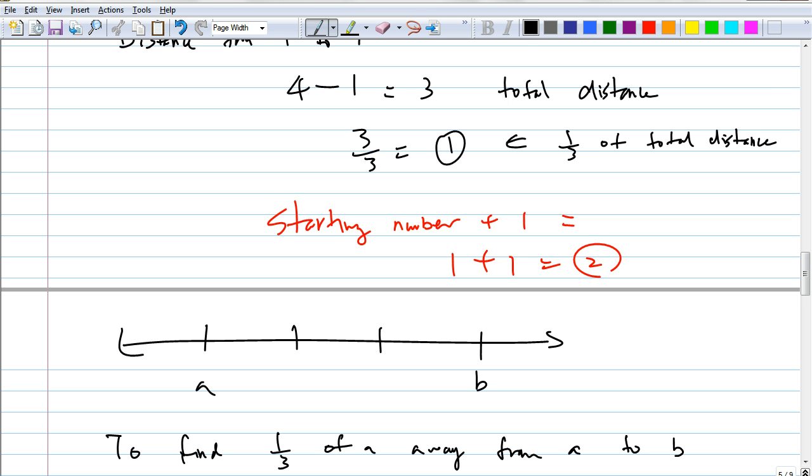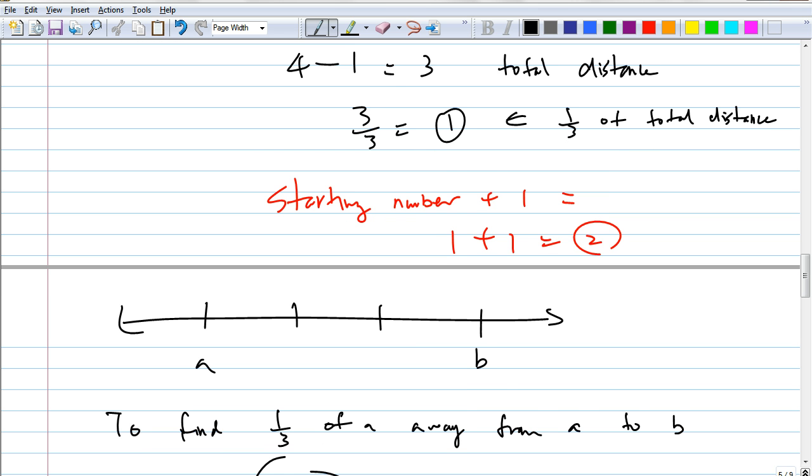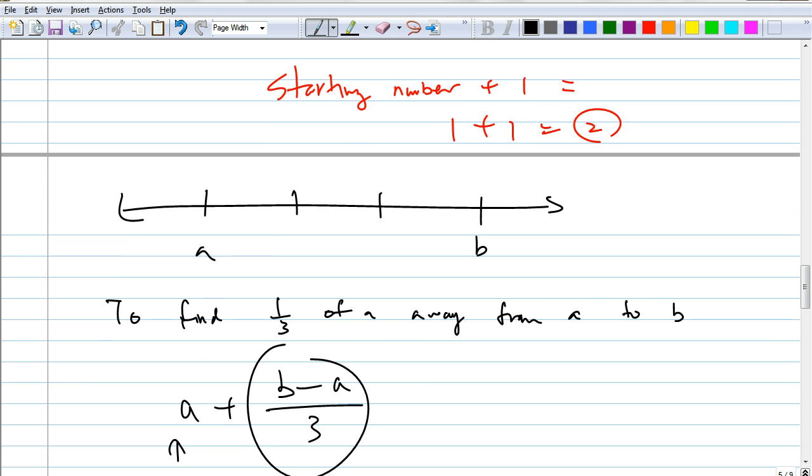You're right. You have to actually figure out which one is smaller and which one's bigger. But if we knew that A was smaller than B, how would you do it for A and B? You first find the distance between them: B minus A, and then divide by 3. And is that all? You add to the A. So this is your formula: A plus (B minus A) over 3.